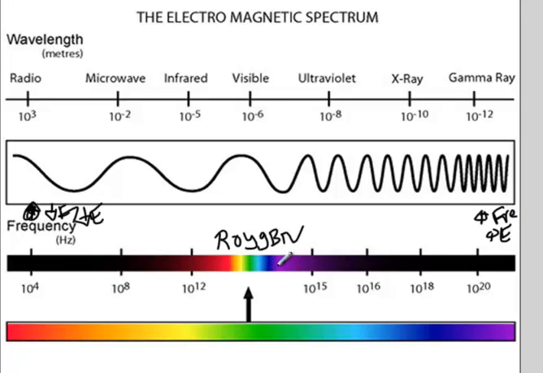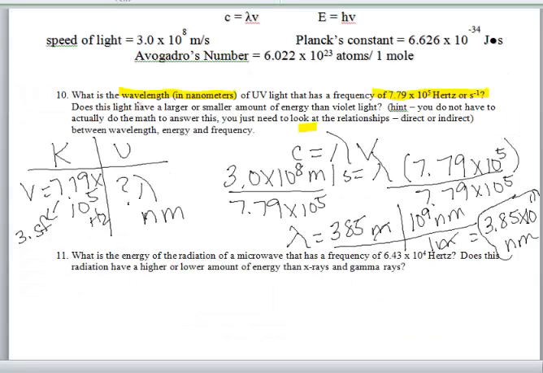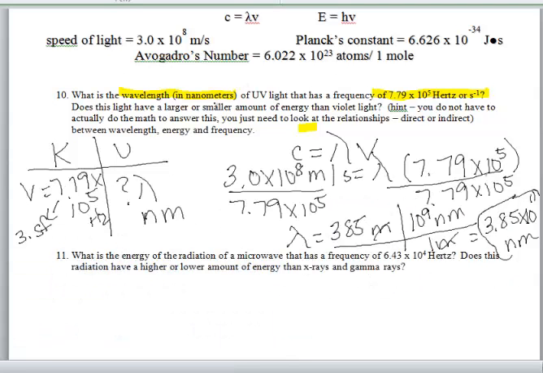So all we have to do, if we come back to what the question asked us here, it said, does this light have a larger or smaller amount of energy than violet light? We just have to find the two on the electromagnetic spectrum, and since ultraviolet is towards the higher energy, higher frequency side, the answer is going to be more, or larger. It's going to have a larger amount of energy than violet light because it's further along on the electromagnetic spectrum. That part is not on the quiz, just the math.